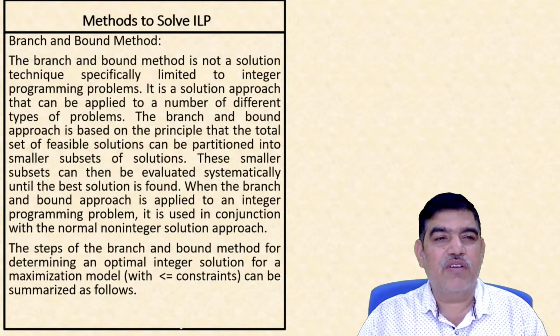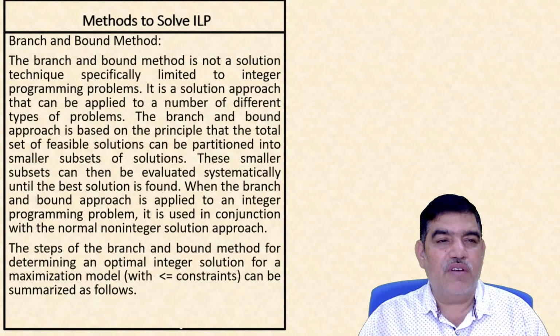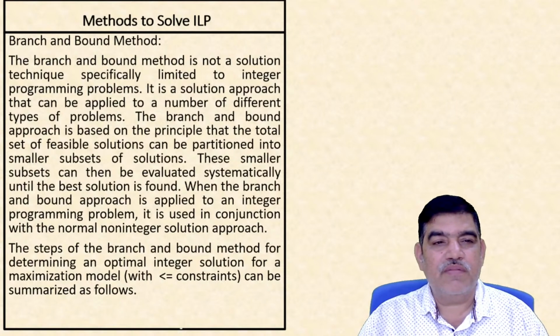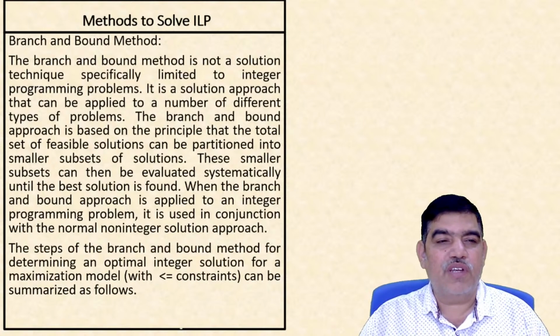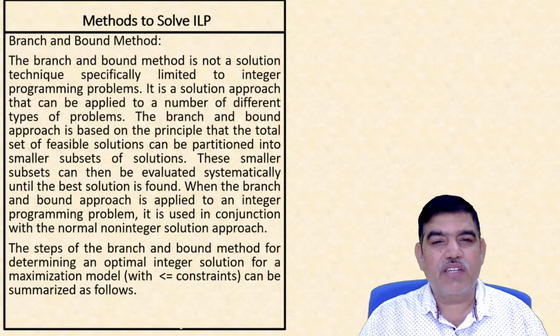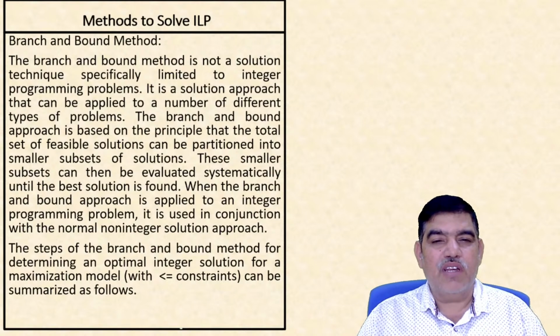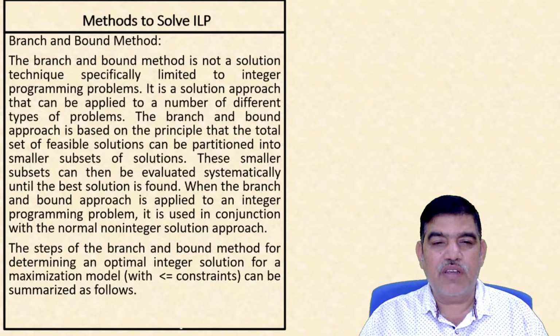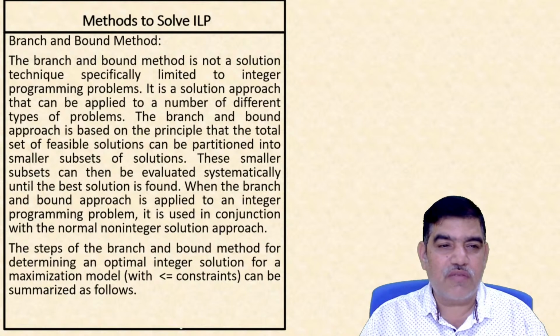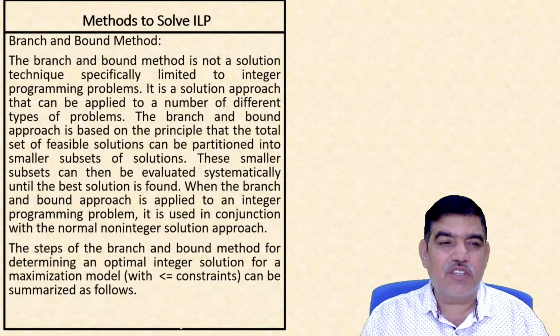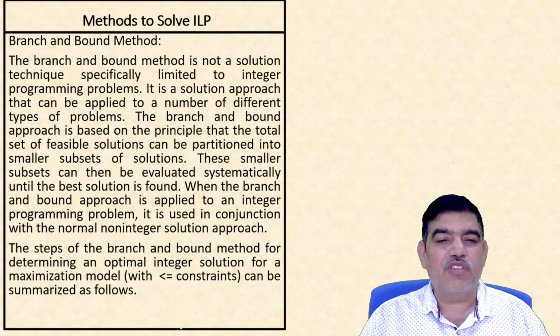The second method is known as the branch and bound method. What is the branch and bound method to solve the ILP? The branch and bound method is not a solution technique specifically limited to integer programming problems. It is a solution approach that can be applied to a number of different types of problems. It is based on the principle that a total set of feasible solutions partitions into smaller subsets of solutions. These smaller subsets can then be evaluated systematically until the best solution is found.